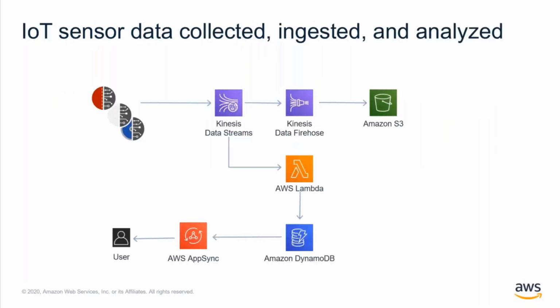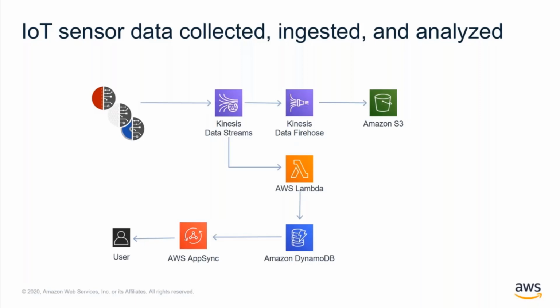The third use case that typically customers use data streaming for to get started is really around event streaming and IoT. So imagine you have a use case where you have a lot of sensors that are collecting data and you want to analyze that in real time.